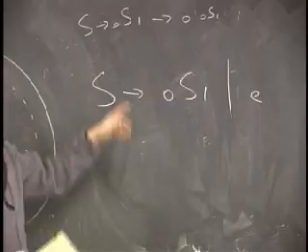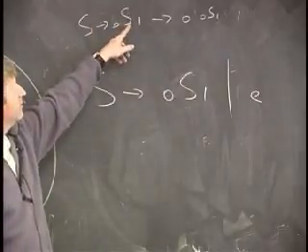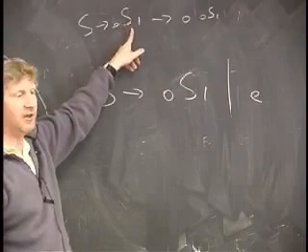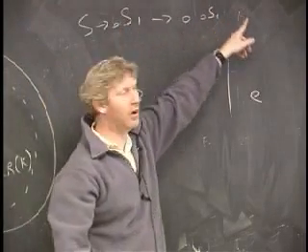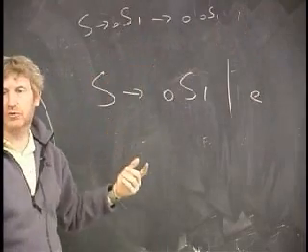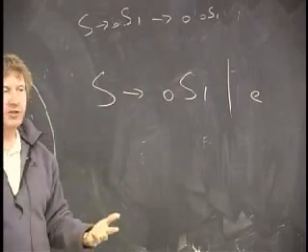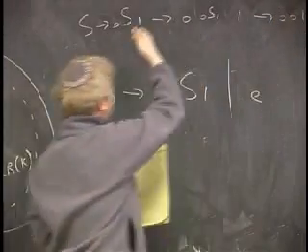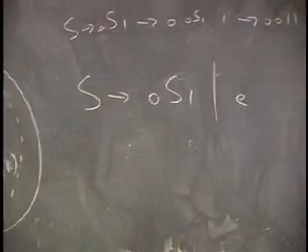Everybody see what I did? Here I substituted S for 0 S 1. And here I took that S and I substituted 0 S 1 in place of it. So I got 0, 0 S 1, 1. I could stop at any point and make S go to the empty string, and then I'd get a full derivation of a string. I could do it now, and I get 0, 0, 1, 1. So this grammar generates 0, 0, 1, 1.